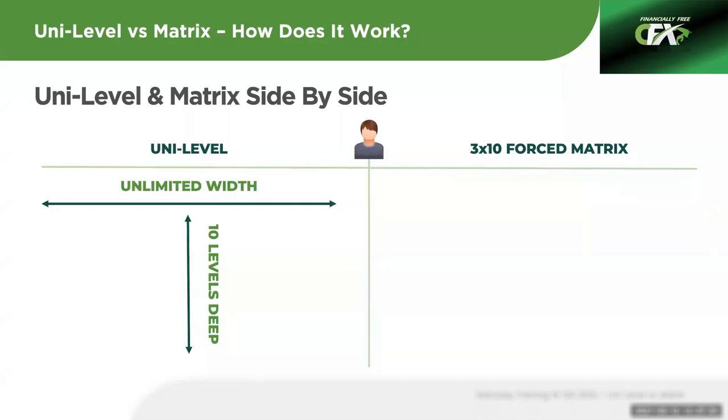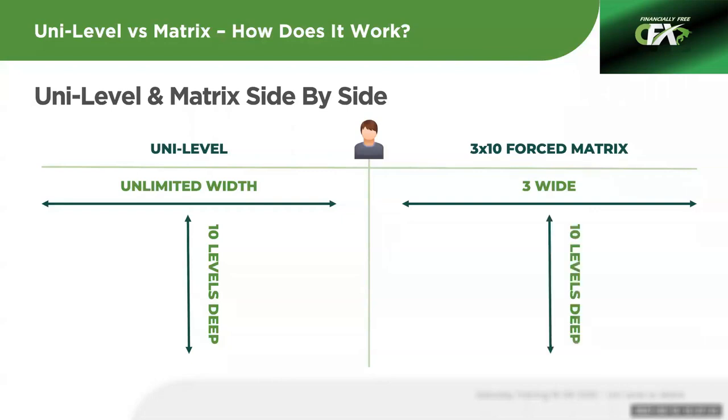So you could have 10 on level 1. If they bring 10 each, that means you've got 100 on level 2. If they bring 10 each, you've got 1,000 on level 3, and so on and so forth. So you begin to see how the uni level can bring in larger numbers if you manage it correctly. On the other hand, the 3 by 10 force matrix, you can only build 3 wide, and again 10 levels deep.